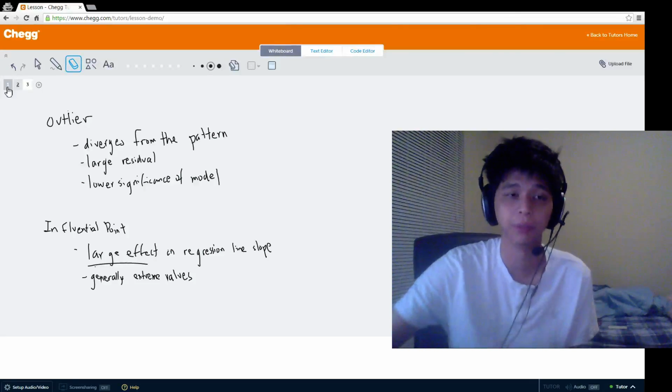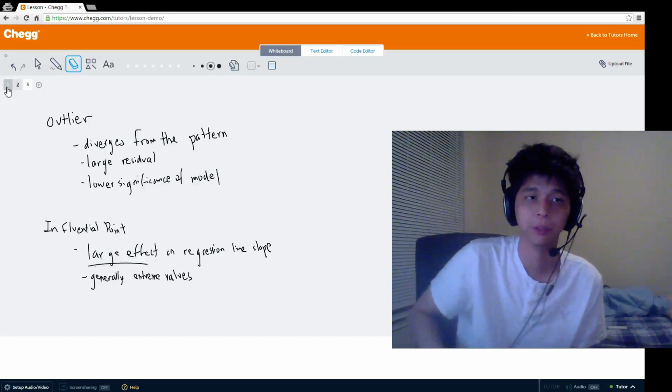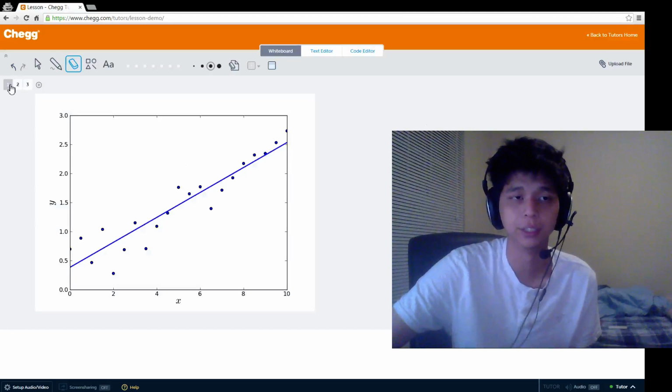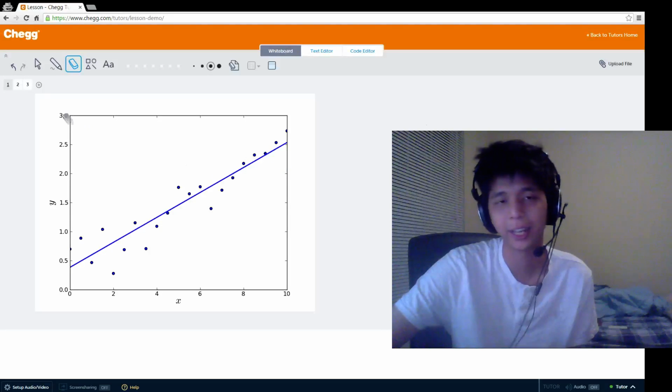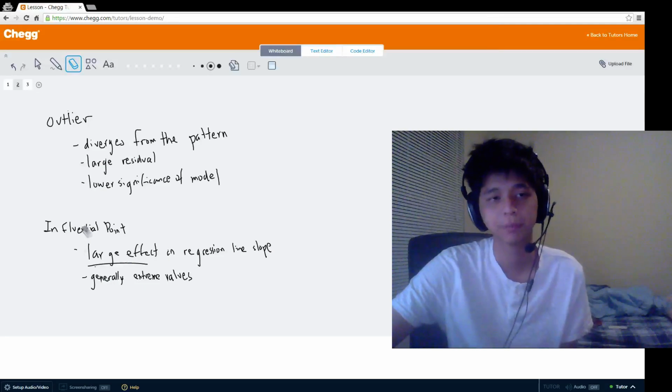So how do we actually determine whether or not something is an influential point? Because it's pretty easy to determine if something's an outlier. All you have to do is kind of eyeball it. We saw that the red point was all the way up here. It's pretty far away from the rest of the points.